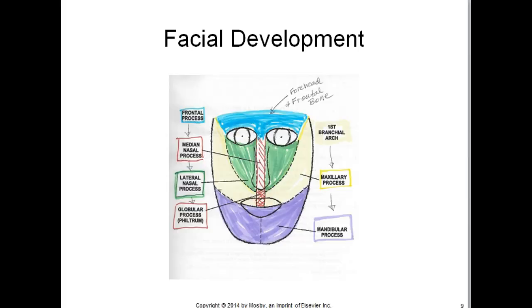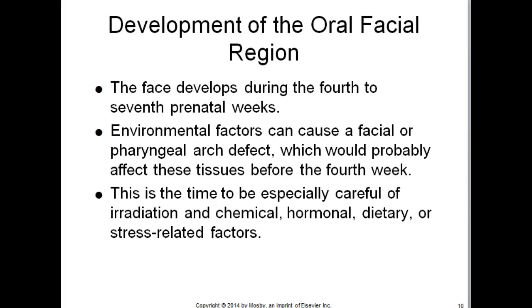The mandibular processes form the lower part of the cheeks, the lower lip, the lower jaw, and part of the tongue. This illustration shows the frontal process giving rise to the forehead and the frontal bone, the median nasal process, and the first branchial arch giving rise to the maxillary process and the mandibular process. The globular process, which is here, also is derived from the frontal process. The face develops during the 4th to the 7th prenatal weeks.